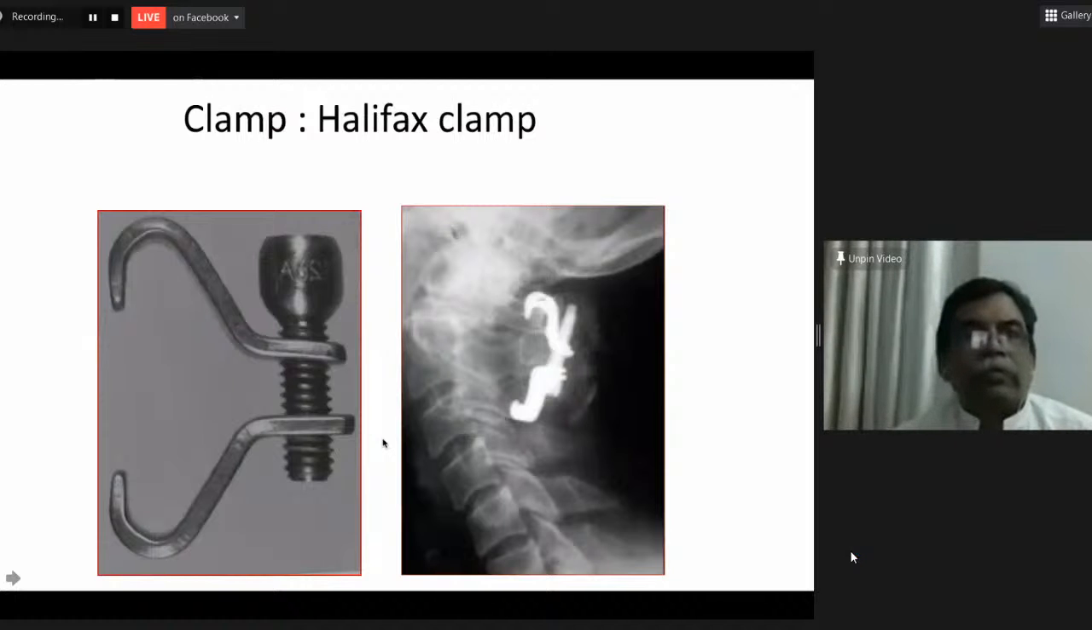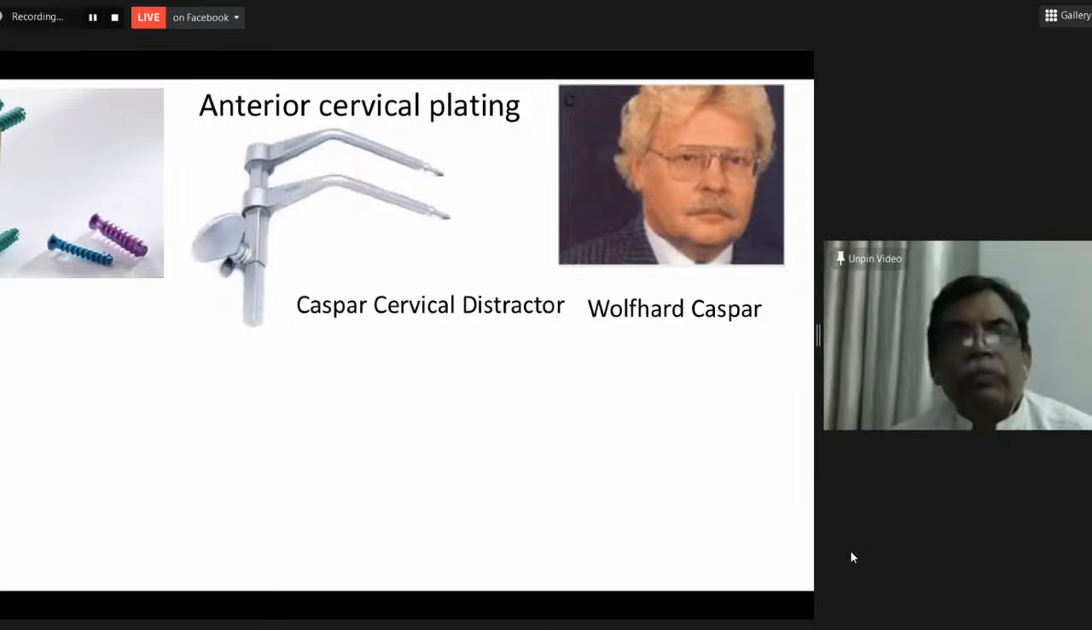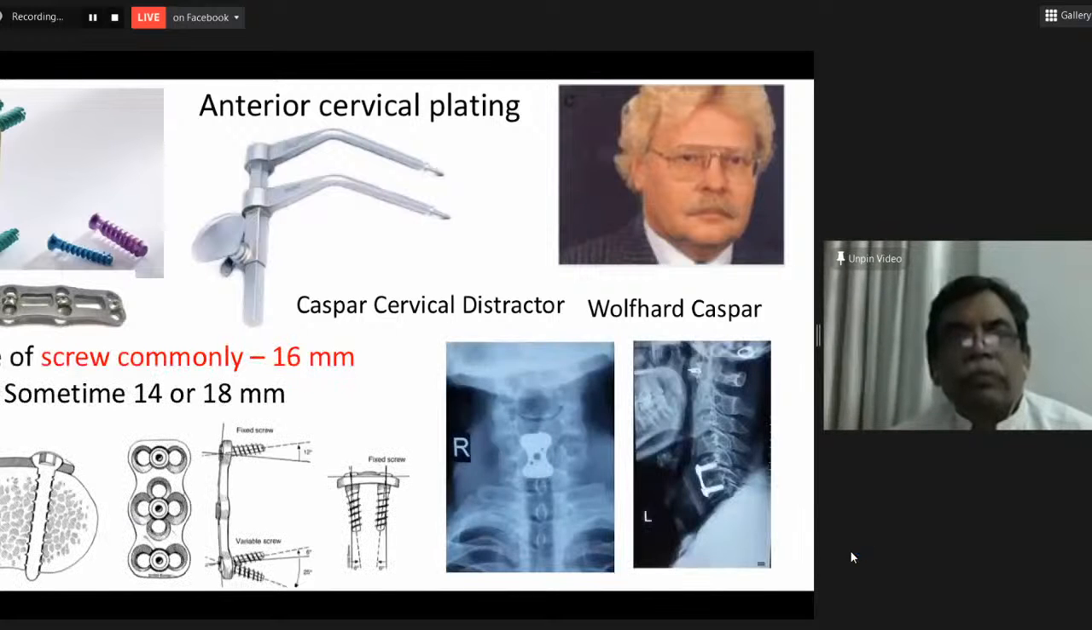This is the Halifax clamp, where it is clamping between the C1 posterior arch and the C2 arch. So you can compress this area nicely. Then plating came in the cervical area, and Caspar was the person who first devised the Caspar plate. He also devised the Caspar cervical distraction, where it is easier to distract that area and put bone graft or do your surgical work there. Now, there are different types of plate. In a cervical plate, it is important that your hole should be such that you are able to converge the screw.